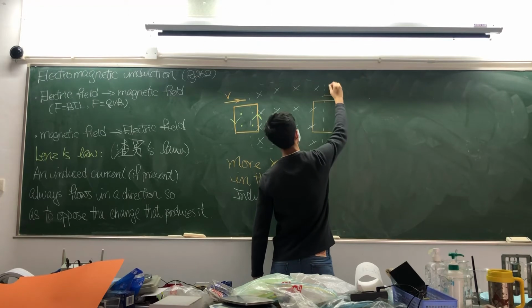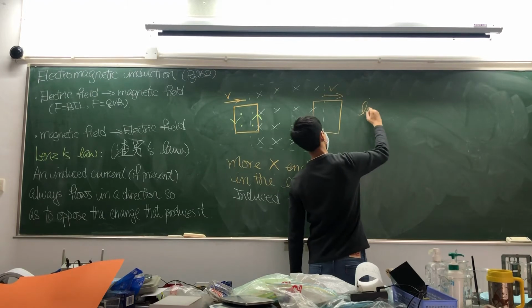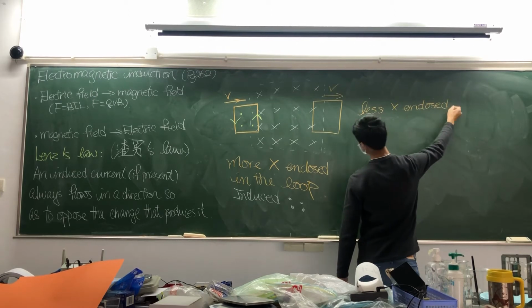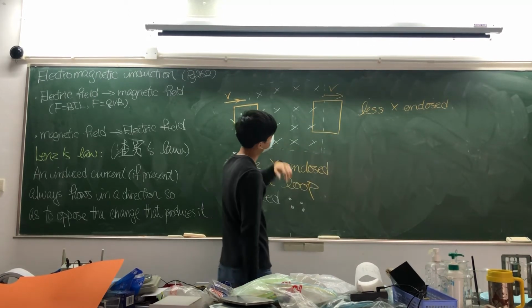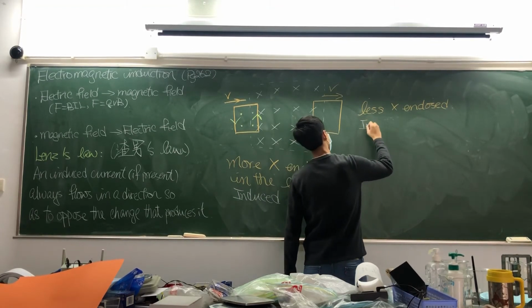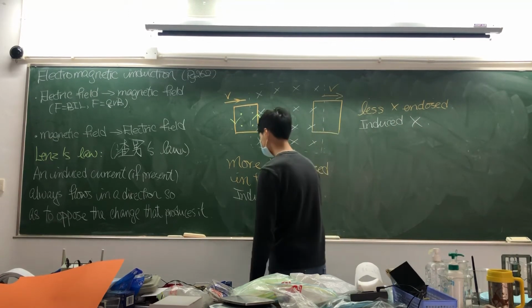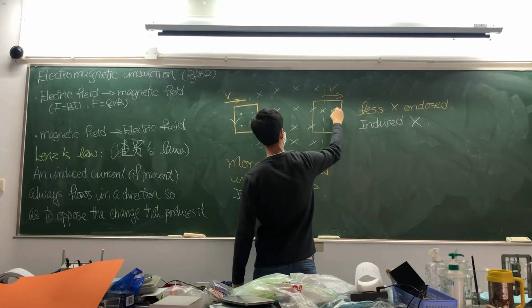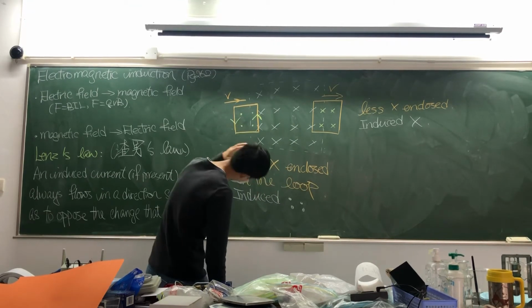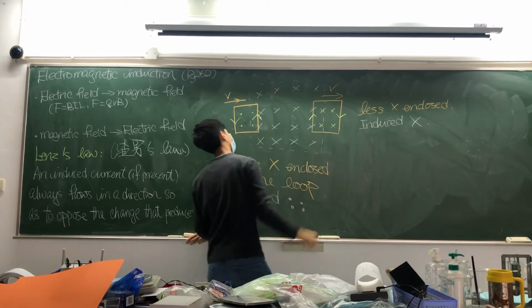For the second position, when it is leaving the magnetic field, then there is less cross enclosed. Less cross enclosed in this magnetic field, so the loop will induce some cross in the loop, because less and less cross are enclosed in the loop. So here are the directions of the induced current.